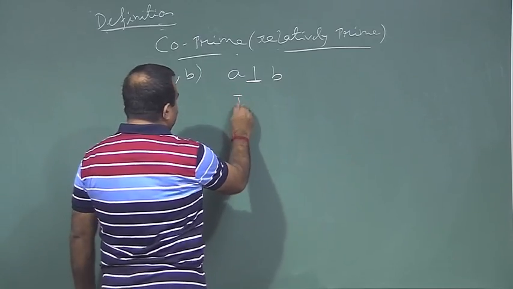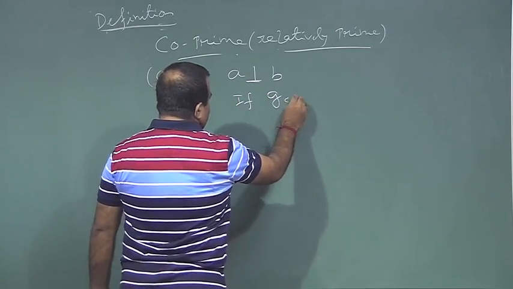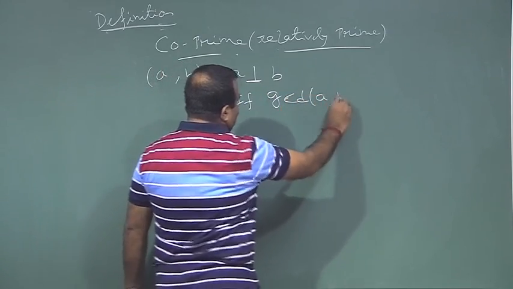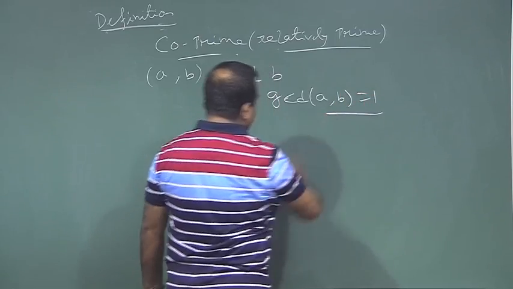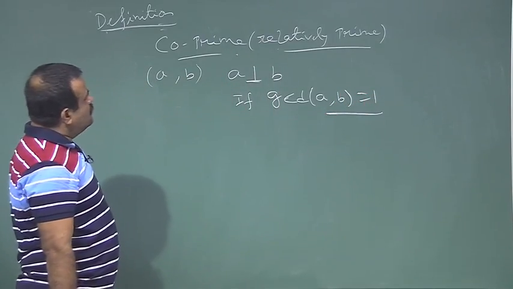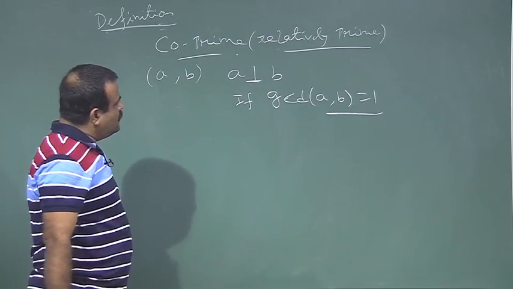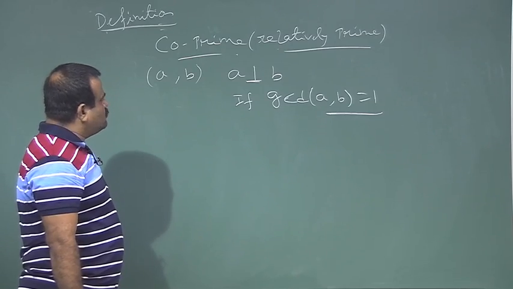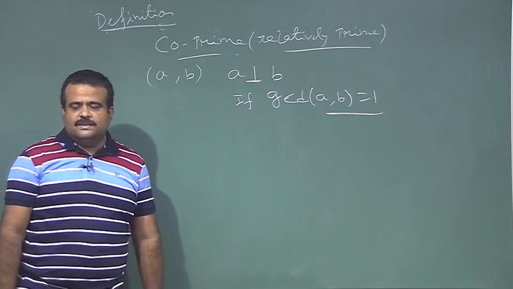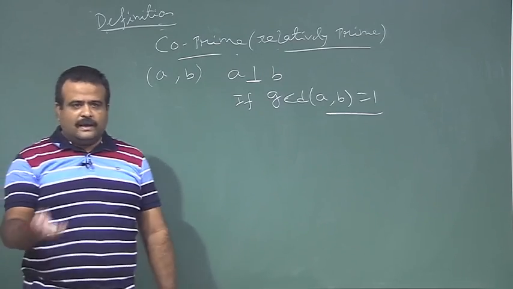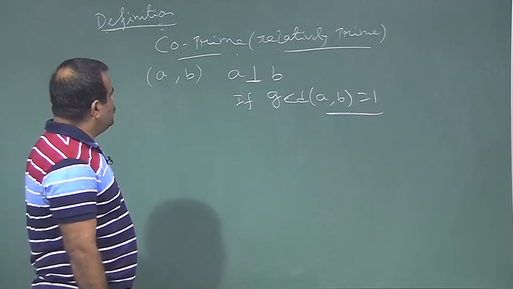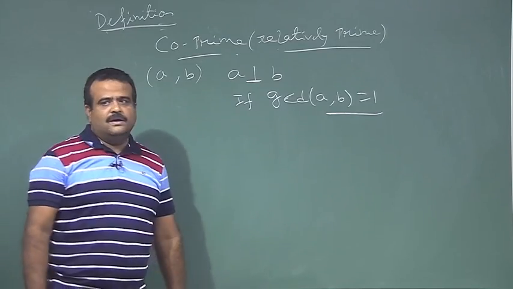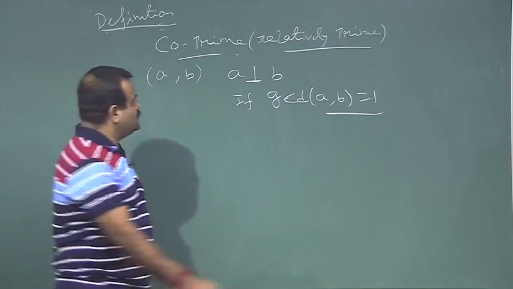If the GCD of A and B is 1, then we say that A and B are co-prime, or in other words, A and B are relatively prime. So, this is the definition of co-prime.